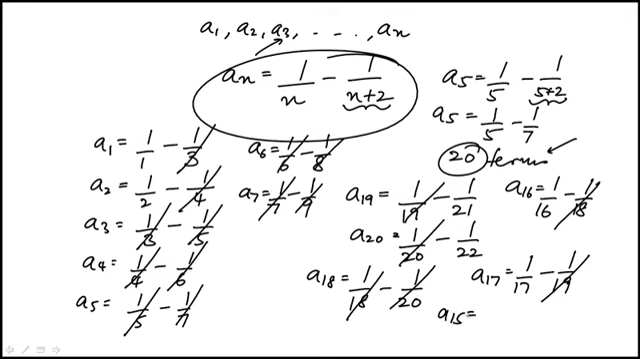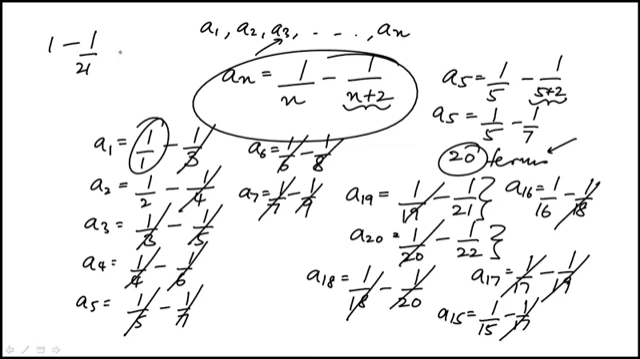A15 would be 1/15 minus 1/17. So the 17 cancels. So I'm kind of left with 1/21, 1/22, and 1 here. So those are the three terms I'm left with: 1 minus 1/21 minus 1 over 22.